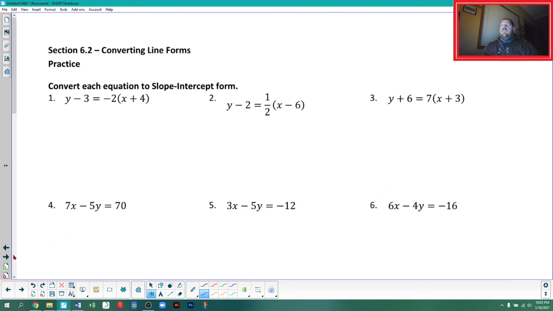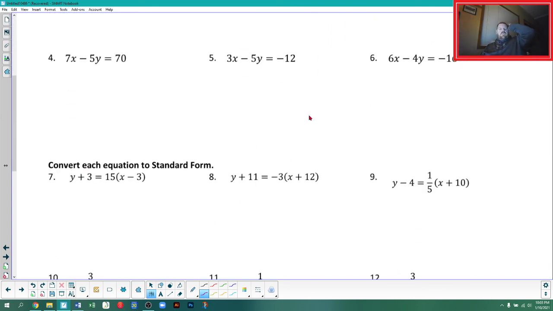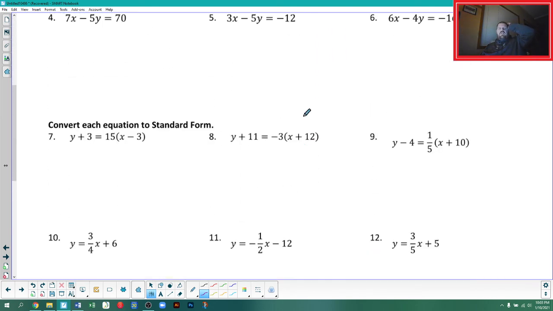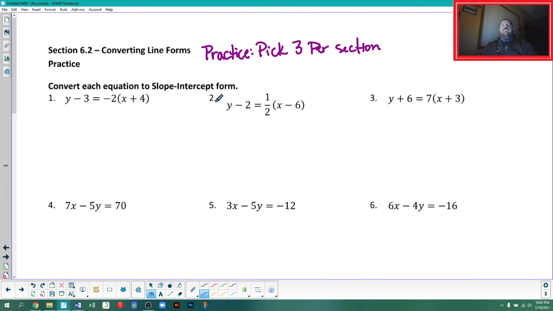Now let's look at practice problems. The ones I expect you to do, we're going to practice. I want you to, kind of similar to the time before, pick 3 per section. So I want you to do 3 of 1 through 6 and 3 of 7 through 12. And then for application, I've already looked at it, but we will in a second. We're just going to go with number 1.